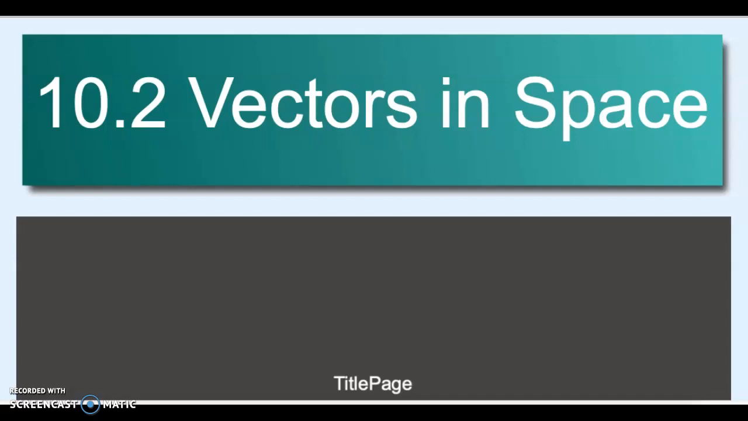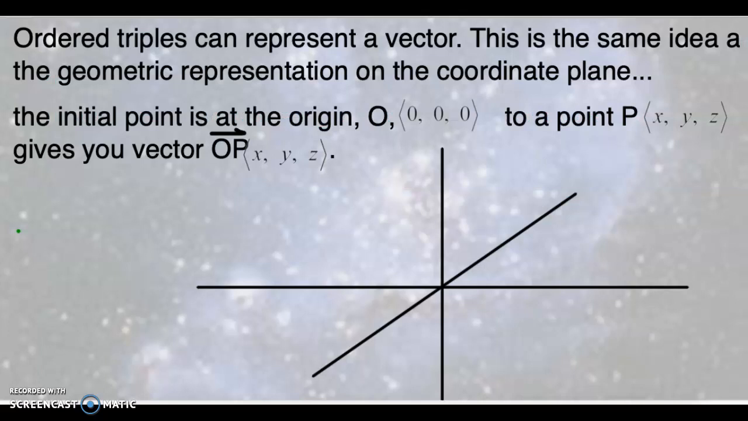Today we're taking a look at vectors in space. So we're going to look at all the things that we did with 2D vectors and then take a look at an application of them in 3D. So let's go ahead and get started. Ordered triples can represent vectors. And remember, when we're writing vector notation for our values, ordered triples become pointy brackets for our vectors.